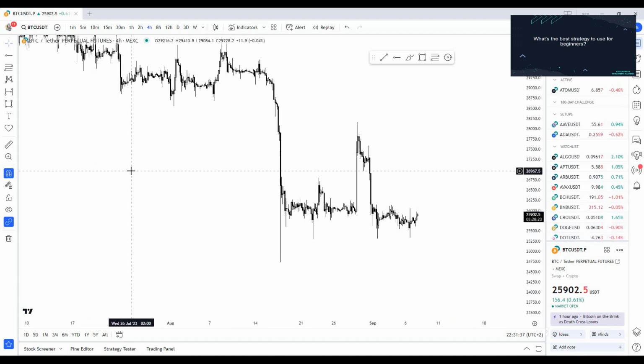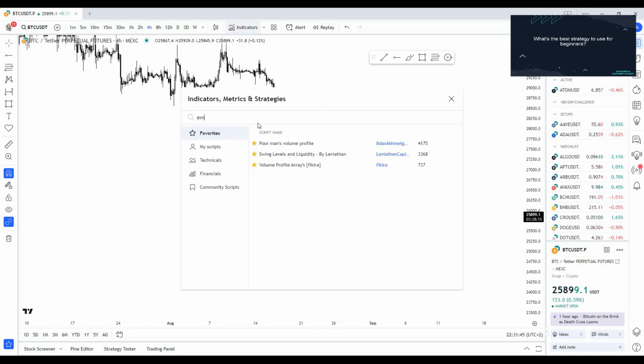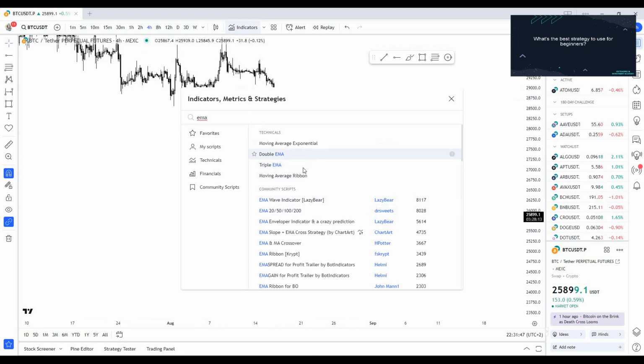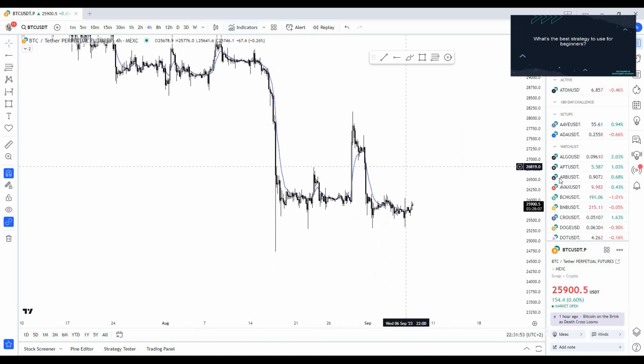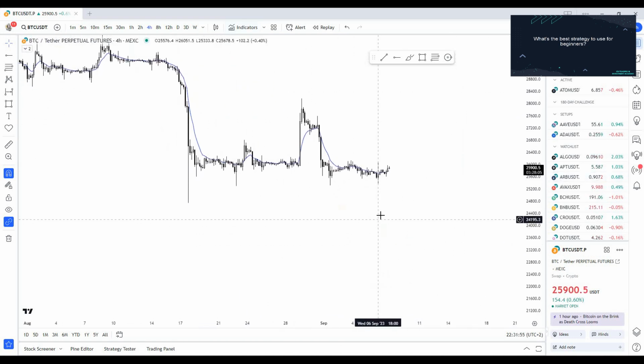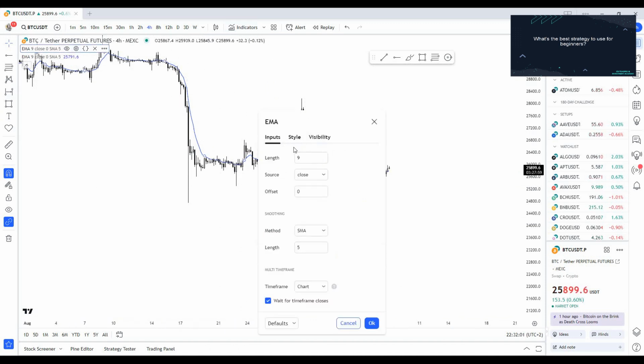Okay, you need a couple of things. That's indicators. You need the EMA, the 50 and the 200. So if you go to indicators, you do the moving average exponential 2 times. You'll see it happen on the chart. Then you can alter it with inputs and you can make the length 50.